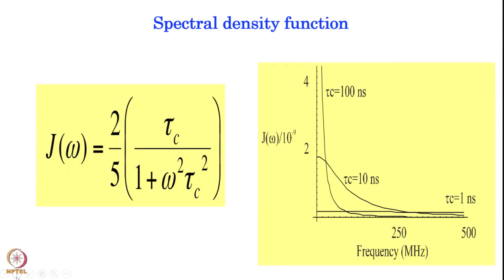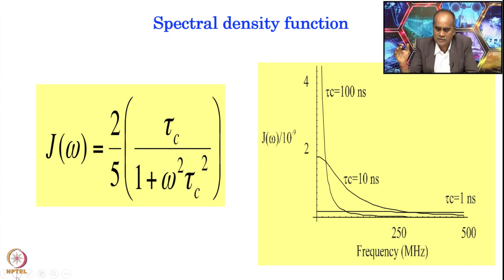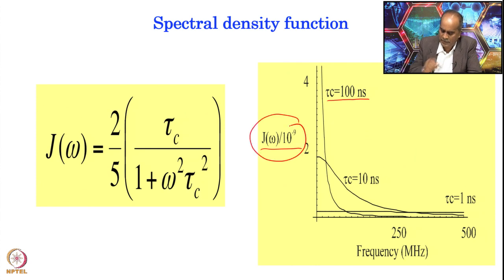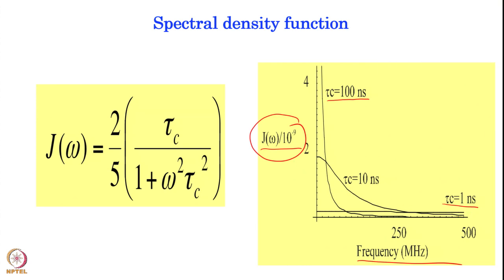The other one we are talking about is the spectral density function. So it is essentially the power, right? The power is connected with the correlation time. Suppose here the correlation time is 100 nanoseconds, that means the molecule is slowly tumbling. So you can see the spectral density function, which is J of omega, where omega is the frequency and J is the spectral density function. With frequency, it dies very rapidly. If the correlation time is shorter, like 1 nanosecond, it decays very, very slowly. So the spectral density function decays very slowly.